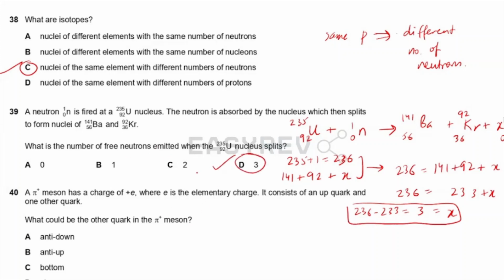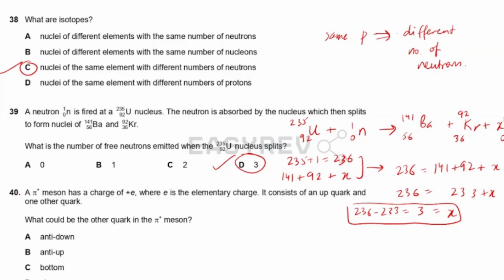Now finally we have question 40, which says that a pi plus meson has a charge of plus e, where e is the elementary charge. It consists of an up quark and one other quark. What could be the other quark in the pi plus meson? So in order to choose which one would be the true combination, we have to solve this in terms of charge basically.